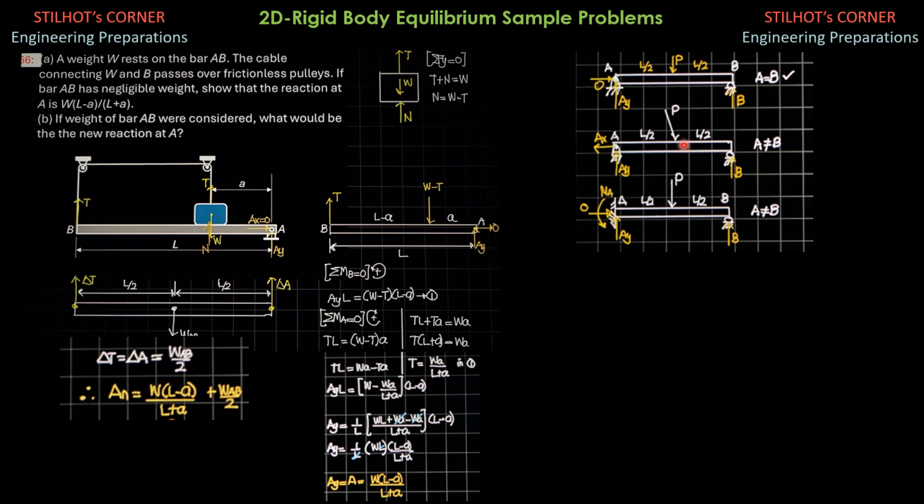So even if the load is acting at the center of that bar or beam, there is a horizontal component of the load B. And lastly, we have here a fixed support and a roller support. So the question is, will the reactions at A and B be the same?